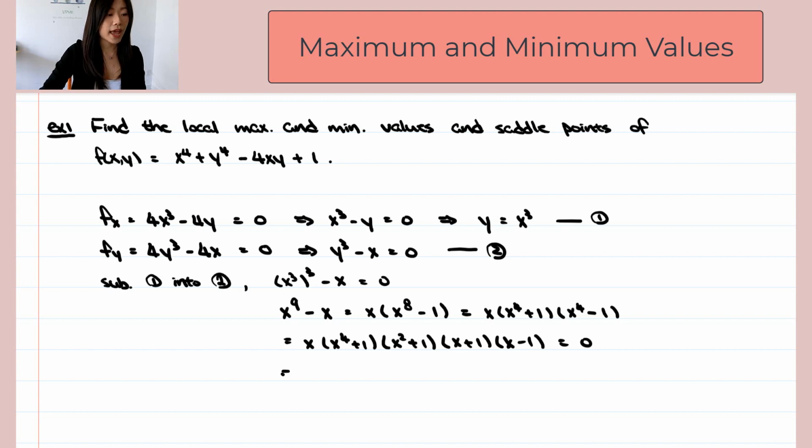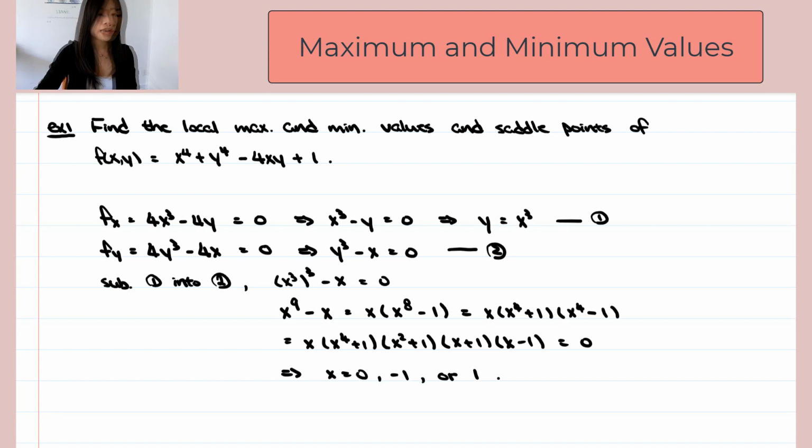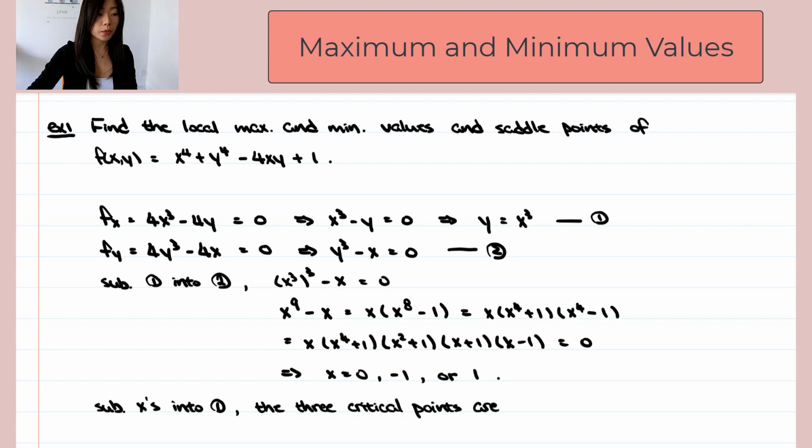Then I isolate for the x. For the first term, x could be 0. For the second and the third terms, they will always be positive, so they cannot be 0. And for the last 2 terms, x could be negative 1 or positive 1. Then I substitute them back to equation 1, and I get 3 critical points. First one, when x equals 0. Back to equation 1, y will also be 0, so the first critical point is at 0, 0.